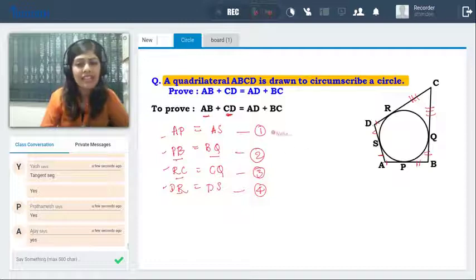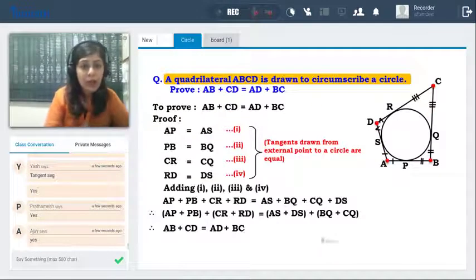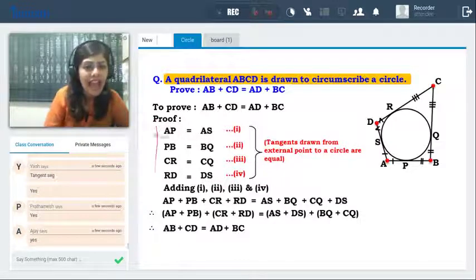Now, extremely easy, right? We just need to add 1, 2, 3, 4. So students, pay attention. Now what we have done is we have added those same 1, 2, 3, and 4. Just add the left hand sides, add the right hand sides.